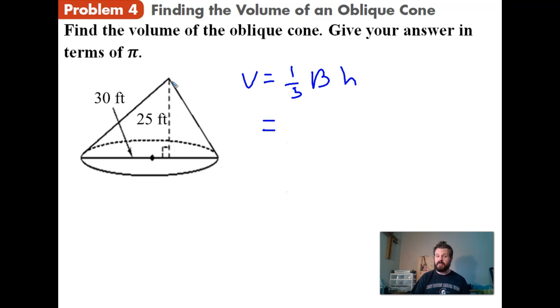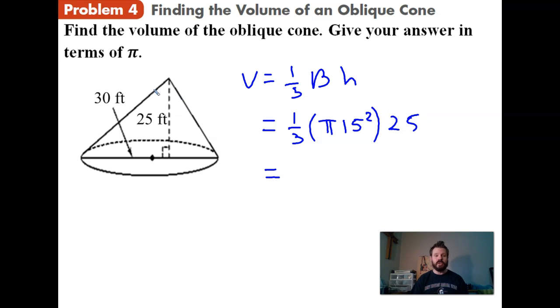V equals 1/3 times area of the base times the height. And for this one, I do have the correct height. I've got the 25 running down the middle. So we can just plug things in here. 1/3 times area of the base. That's going to be pi times radius squared. So in this case, if this whole line's 30, we'll say 15 is our radius. All right, then times 25.